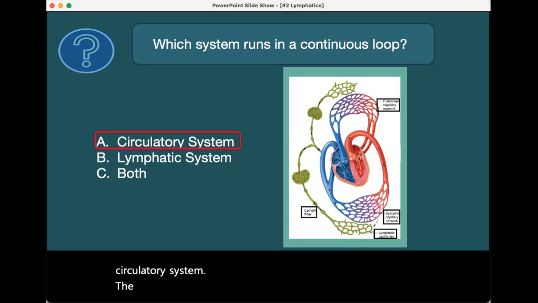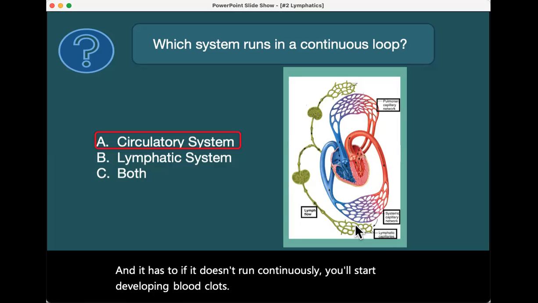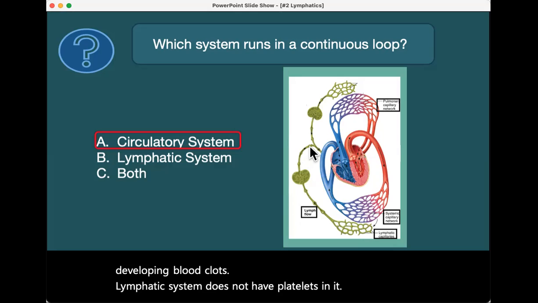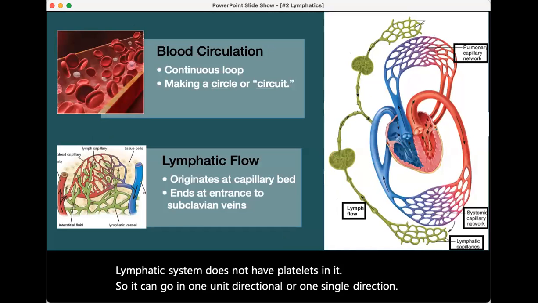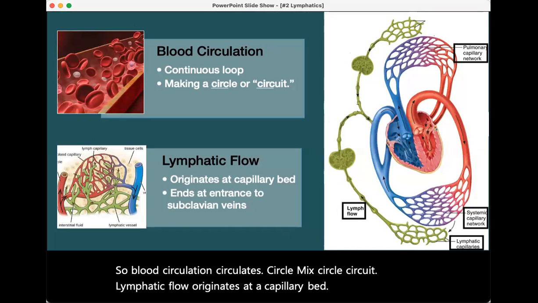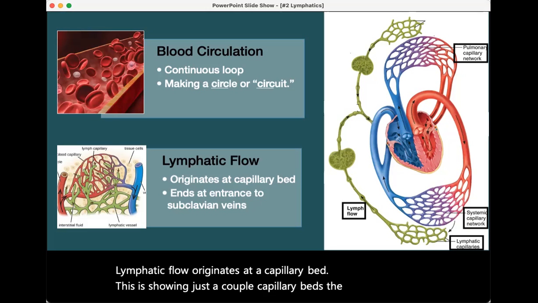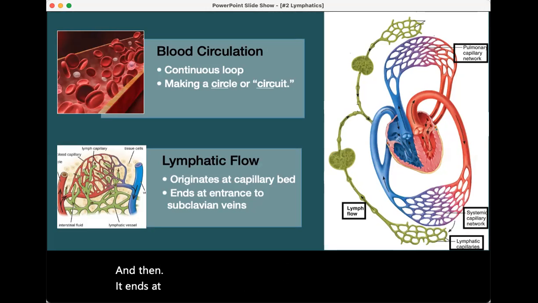The circulatory system goes continuously, and it has to. If it doesn't run continuously, you'll start developing blood clots. Lymphatic system does not have platelets in it, so it can go in one unidirectional or one single direction. Okay, so blood circulation circulates, makes a circuit. Lymphatic flow originates at a capillary bed. This is showing just a couple capillary beds, the upper extremity, lower extremities, and then it ends at an entrance to the venous circulation.